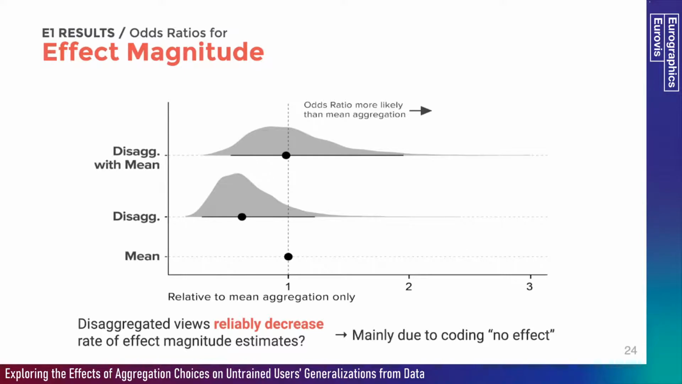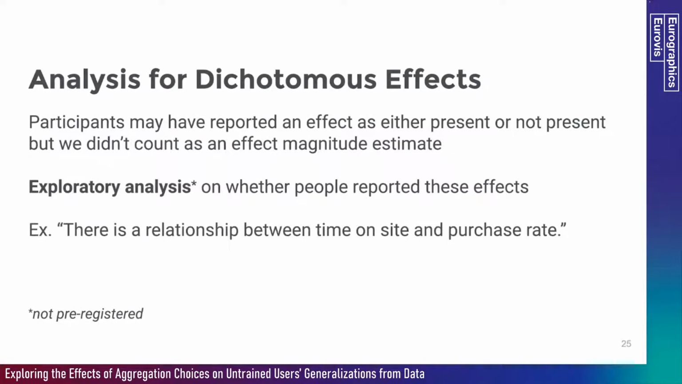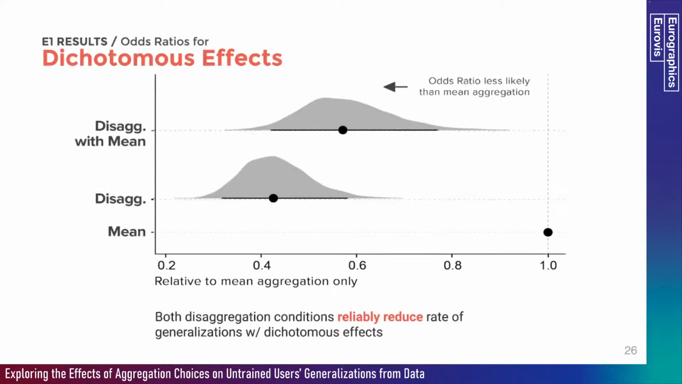such generalizations were ambiguous. We decided to see what would happen if we interpreted generalizations that mentioned no effect as instead similar to generalizations where they said things like "there is a relationship between number of minutes on site and purchase rate." Both types of statements suggest that an effect is dichotomous. It's actually present or absent, but without information on size.